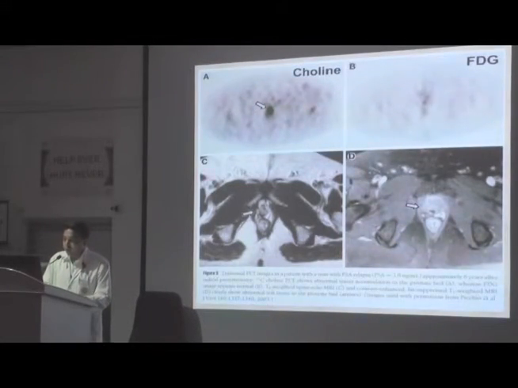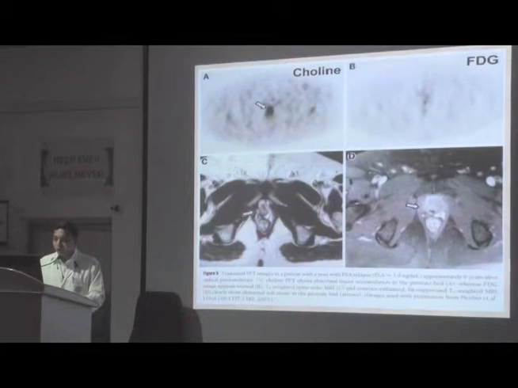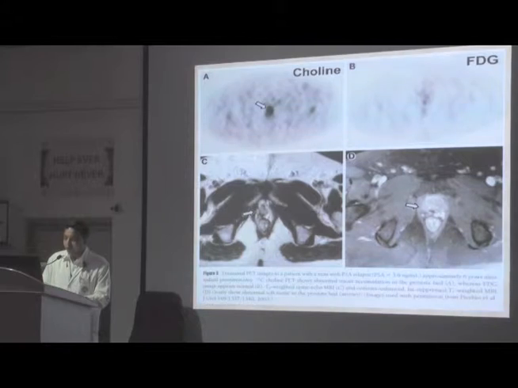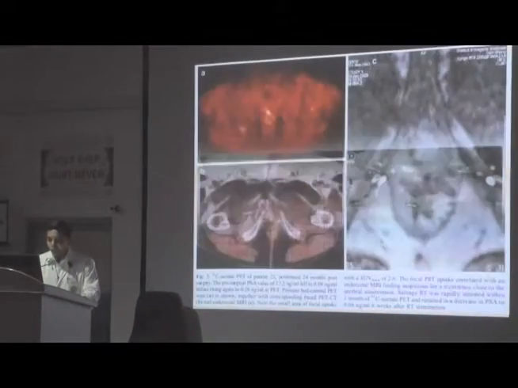Here is one such case where PSA relapse has been seen. The first is the choline uptake, and FDG is shown normally in the lymph node. While doing the PET-CT scan and MRI, you can see the lymph node with the T2 weighted and contrast enhanced fat suppressed T1 weighted MRI.